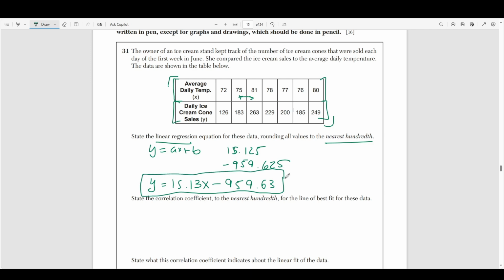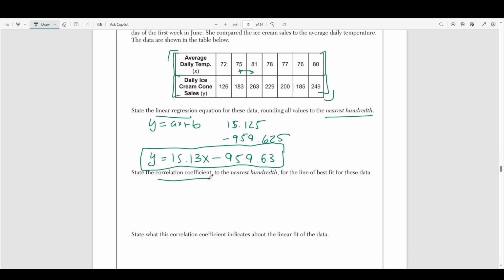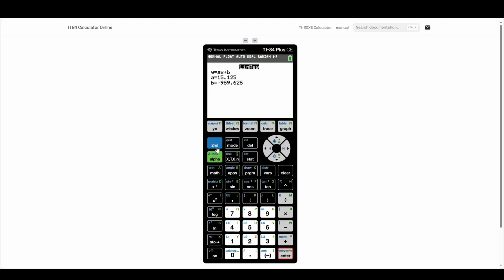Now, the second part of this problem asks us to state the correlation coefficient. In order to access your correlation coefficient, you're going to have to quit, and you're going to have to turn on a special setting on your calculator if you haven't done this before. You're going to have to go second 0 to get into the catalog, and scroll down to where it says diagnostic on. Hit diagnostic on and enter, and then go back into stats, calc, linear regression, enter.